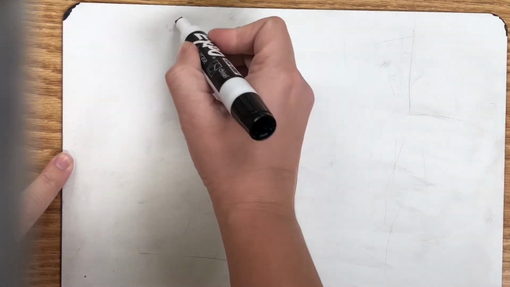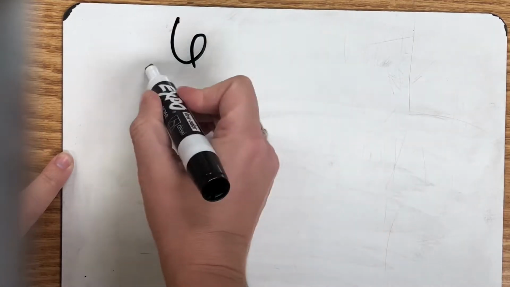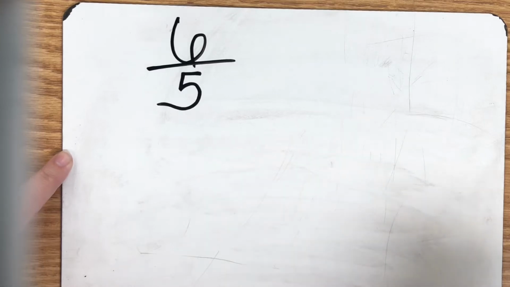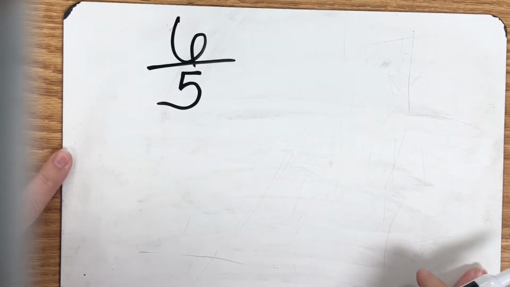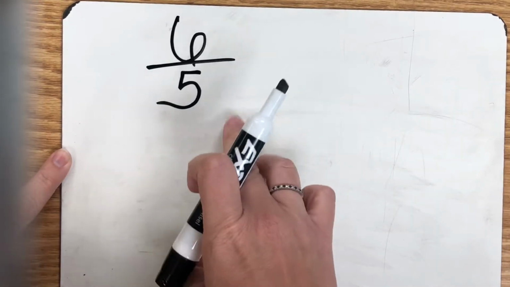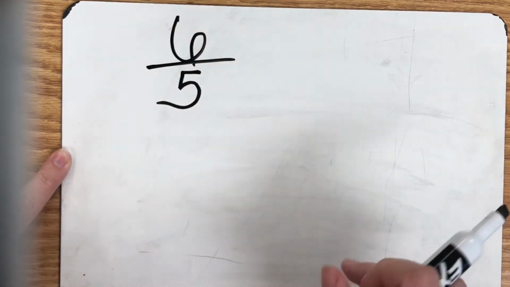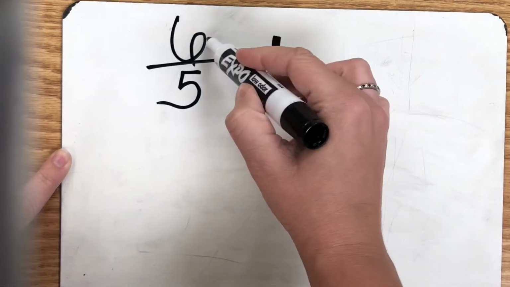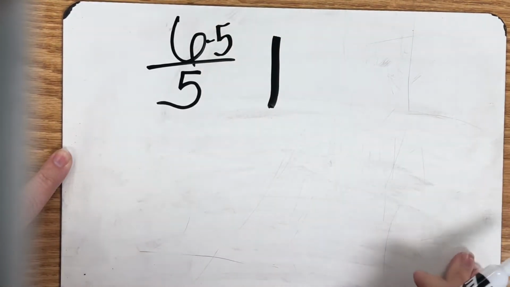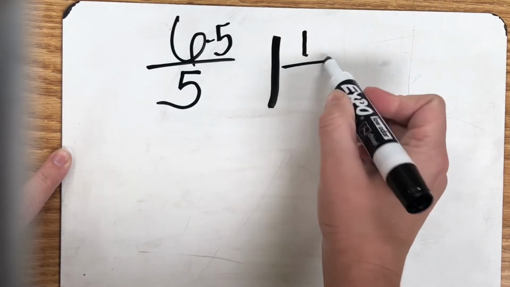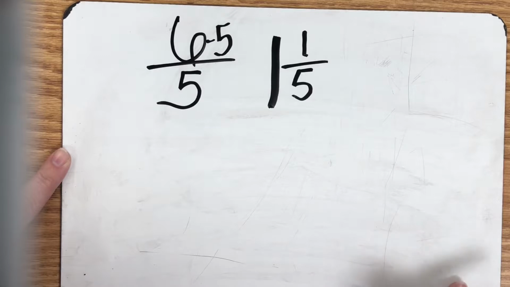So when you have an improper fraction, you have a numerator, which is the top number, that's bigger than the denominator, which is the bottom number. And all you have to do is you see how many times the bottom goes into the top. 5 will go into 6 one time, so that becomes your whole number. And then you subtract it. 6 minus 5 is 1. Your denominator stays the same.